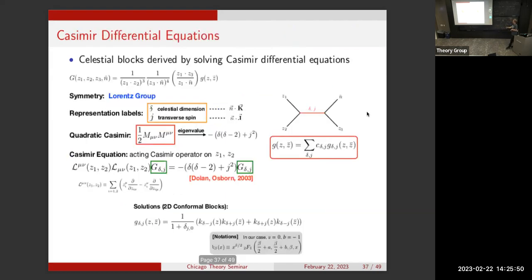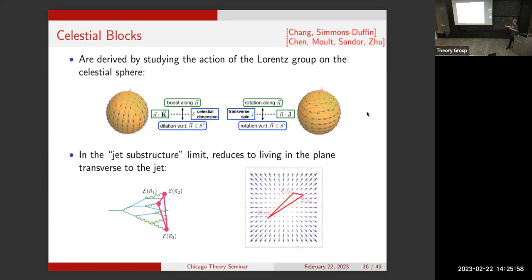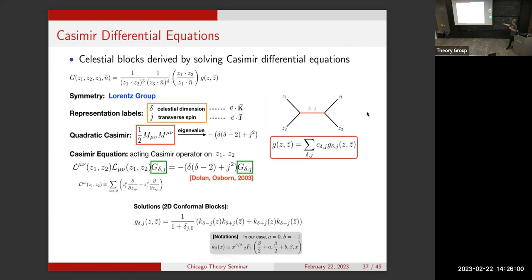You can do this in the standard way of solving conformal Casimir equations for the Lorentz group, just writing down their action on the celestial sphere. If you do that, you will find exactly, as I just said, that they are these standard 2D conformal blocks, which are just these hypergeometric functions here. They depend on the boost eigenvalue, which is also called the celestial dimension, and the transverse spin, which is the spin along the direction that one is looking at.